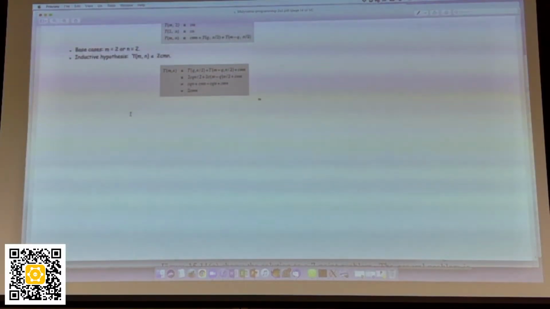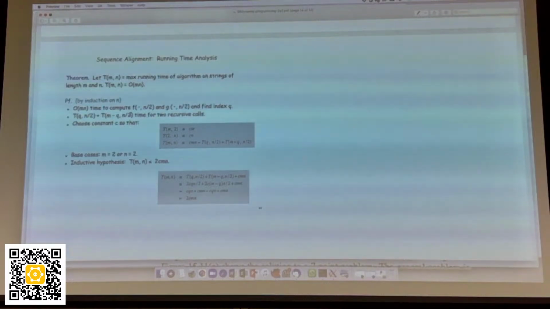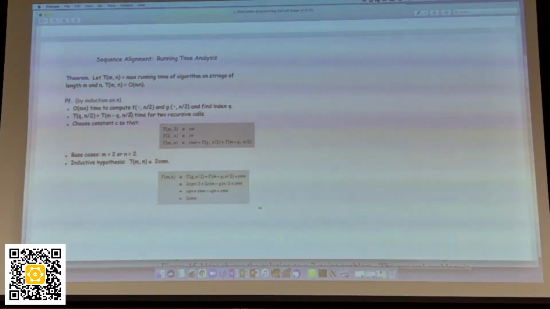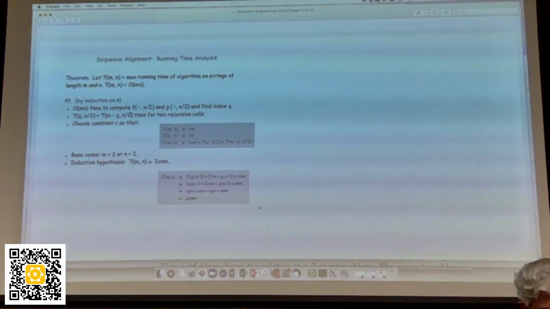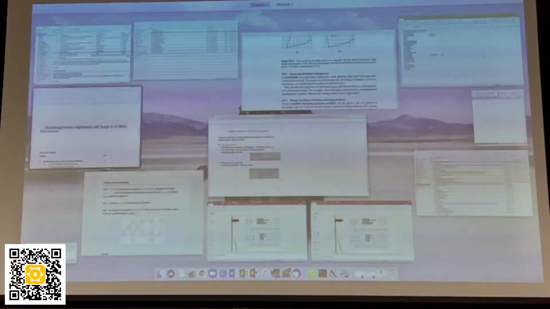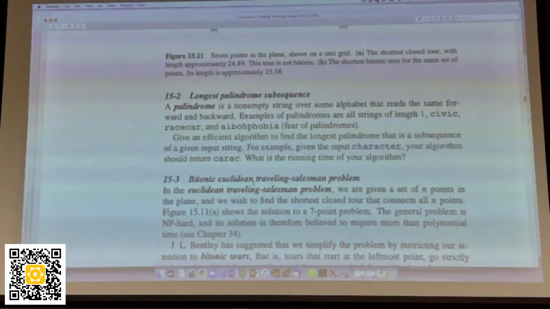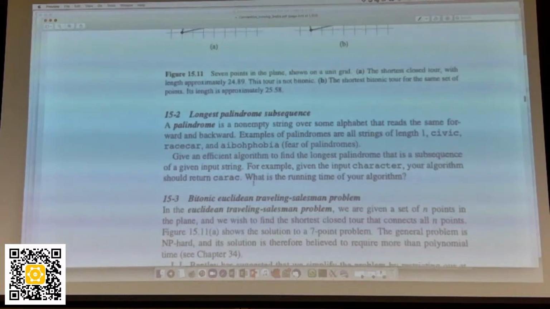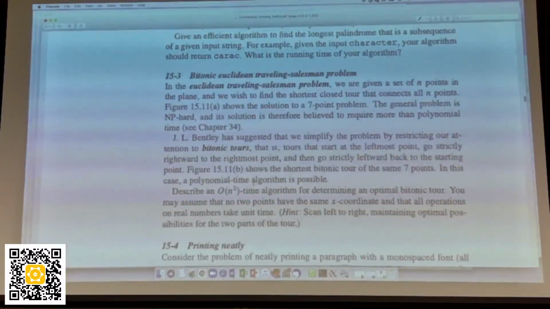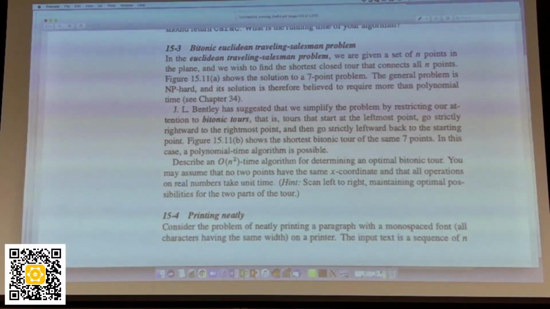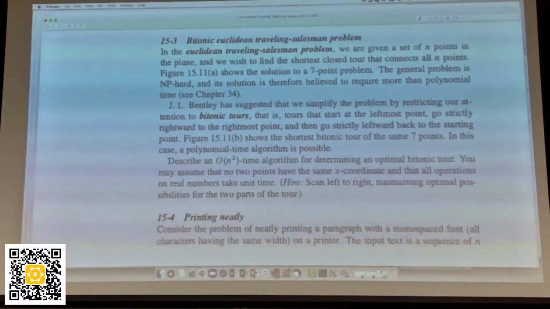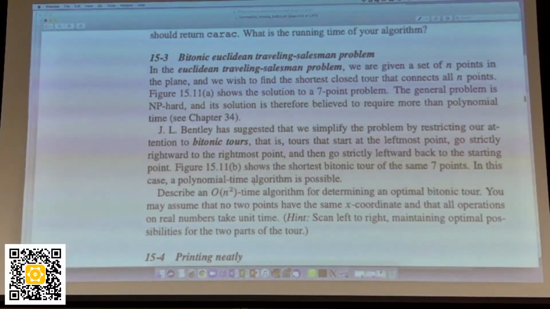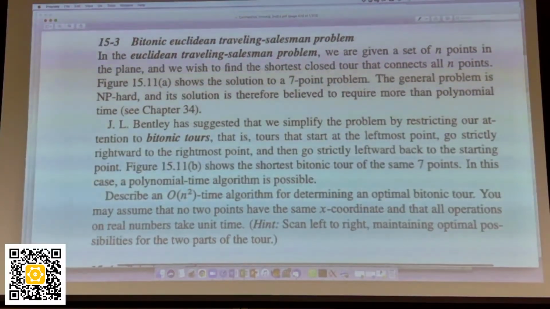So now we're going to look at, oh, it's already 10 o'clock. Okay. So now we're going to look at a very different problem. Again, it's not quite three-dimensional dynamic programming, but it's quite interesting. This problem is from your book, from Cormen, Leiserson, Rivest, and Stein. And the problem I want to talk about is this one here, so I'm going to let you read this. This is the Bitonic Euclidean traveling salesperson problem.